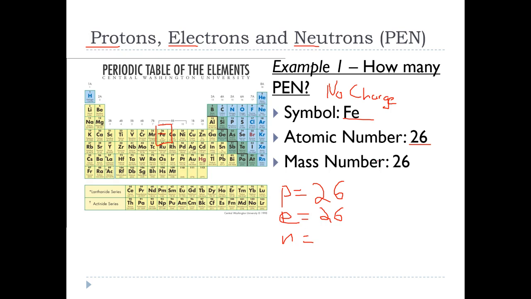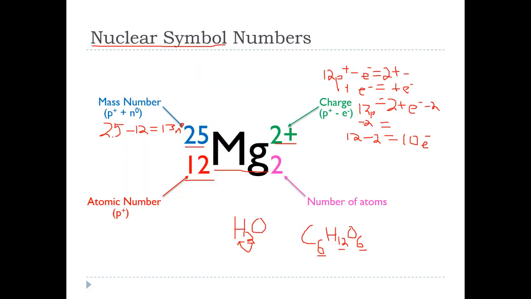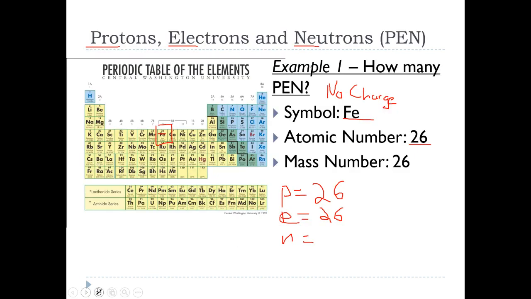Now, neutrons. Neutrons, you're going to want to look at, remember, the mass number, because the mass number tells us the number of protons and neutrons.